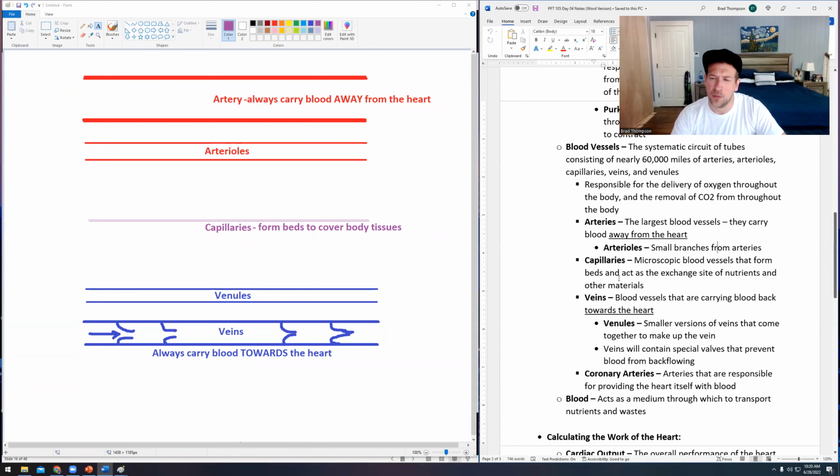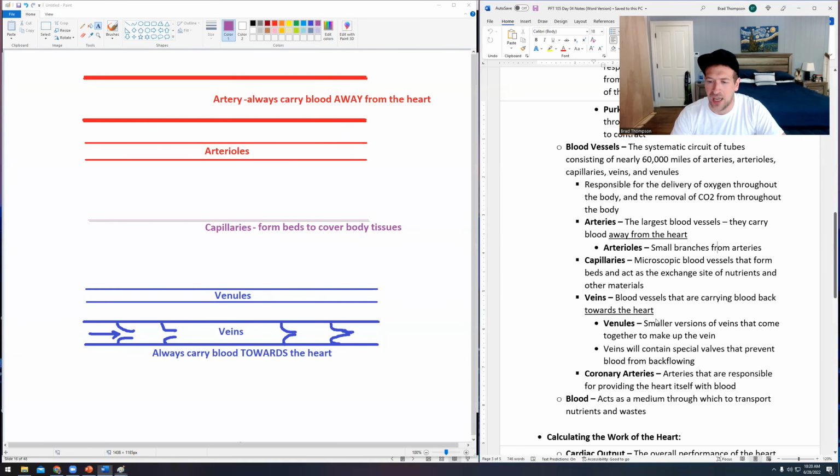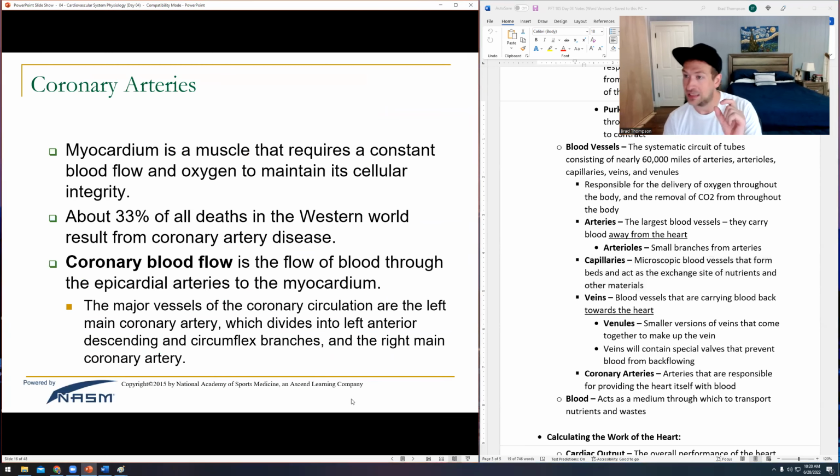The really big ones, guys, you're probably not going to hear the term arterioles or venules that often, but they will ask you what a capillary is and what an artery is and what a vein is. Arteries go away from the heart, veins go towards the heart, capillaries are the exchange site. And capillaries are super, super microscopic. Their walls are really thin so that oxygen can move from one side of the wall to the other, right?